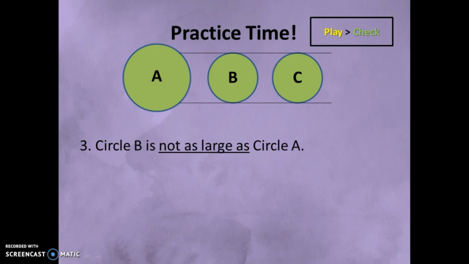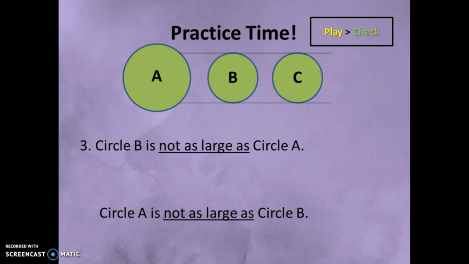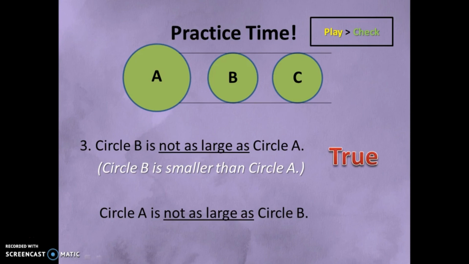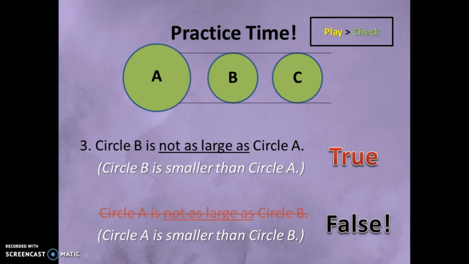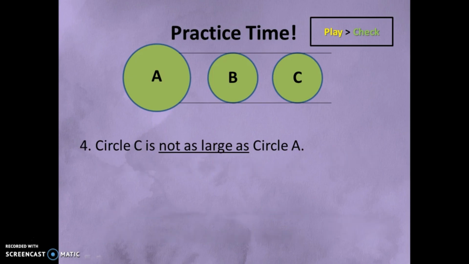Let's take a closer look at sentence 3. Circle B is not as large as circle A. If I said circle A is not as large as circle B, would that be correct? Well, in the first sentence, not as large as is kind of like we're saying smaller than, and that's true. But in the second sentence, if I changed not as large as to smaller than, circle A is smaller than circle B, we can see that that's not true. It's false.